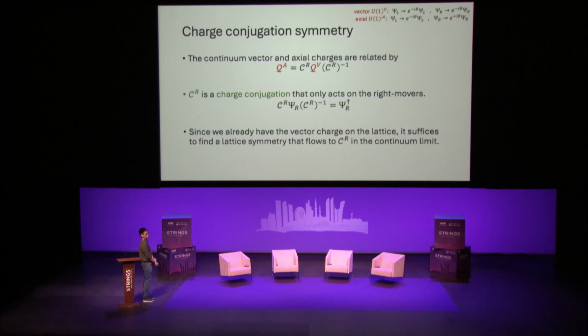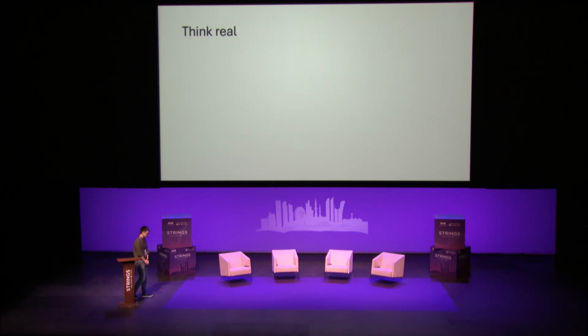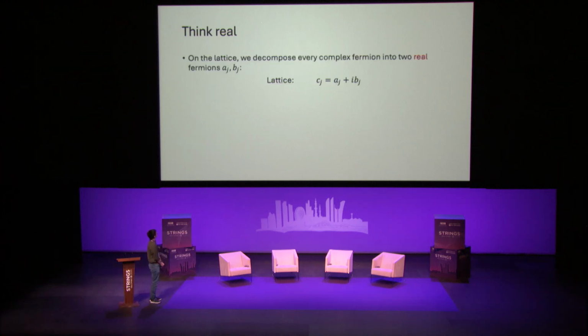Since we already have the vector charge on the lattice, now it suffices to find the lattice operator that eventually flows to this charge conjugation symmetry in the continuum limit. So how do we find it? Well, the trick is to think in terms of the Majorana fermions. So on the lattice, we're going to decompose every complex fermion, which I denote by Cj, into two real fermions, Aj and Bj. Aj and Bj obey the Clifford algebra. The Hamiltonian now decouples into two real fermions.